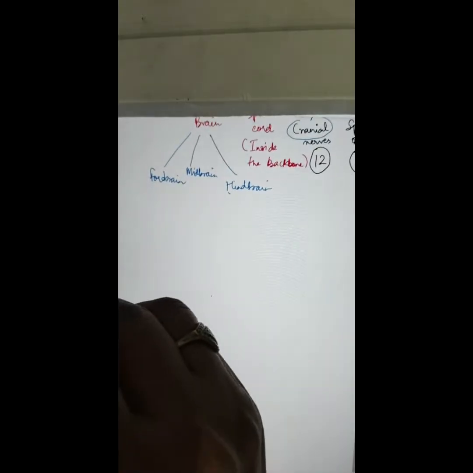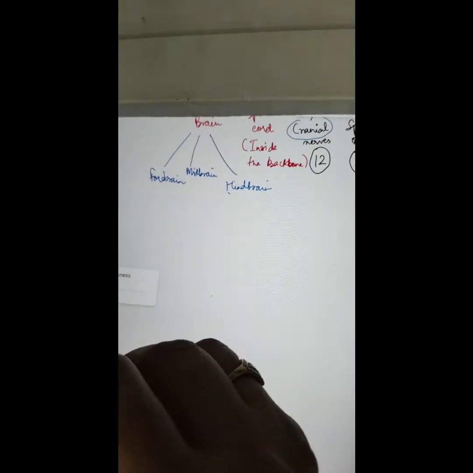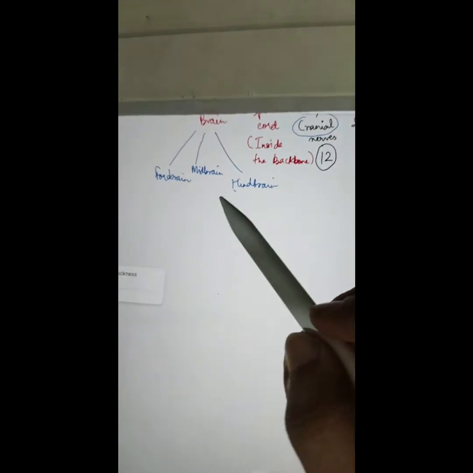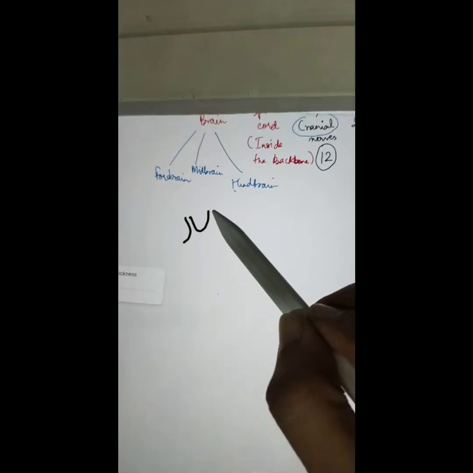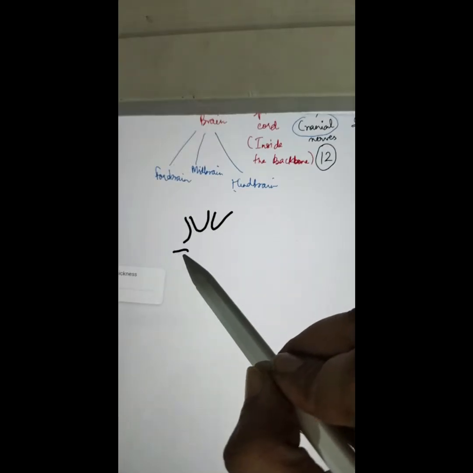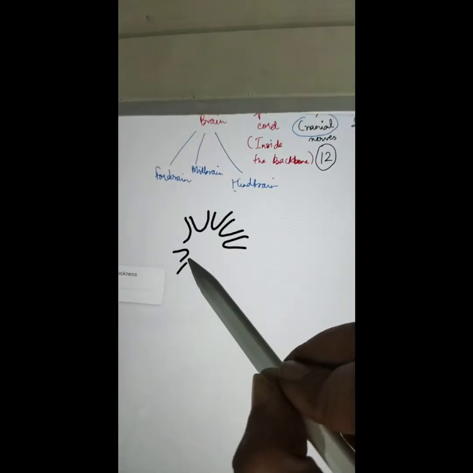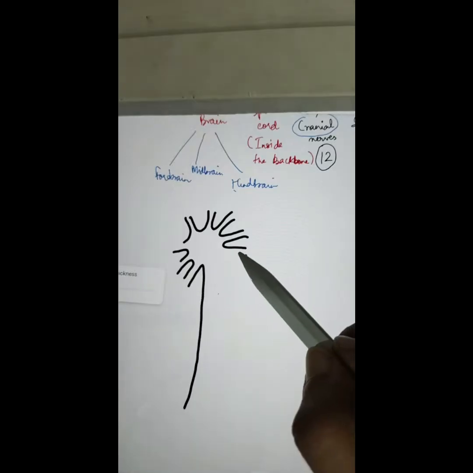Now, let's begin with the making of the neuron. The structure of neuron is very important for a class 10th student. So it has got two main parts. I'm making, and you can also practice along with me by taking a notebook. And then once we are done with the making, we will be doing the labeling.